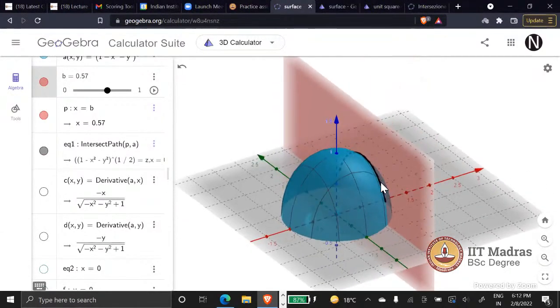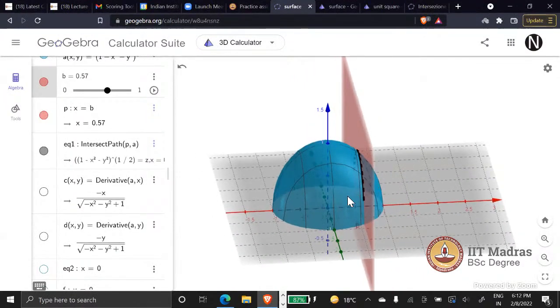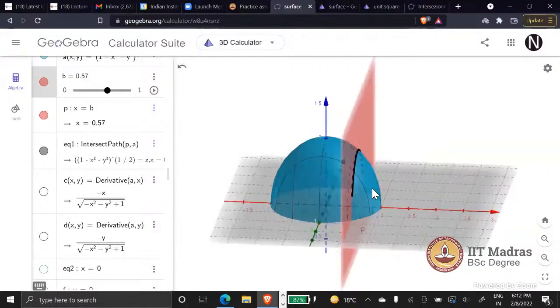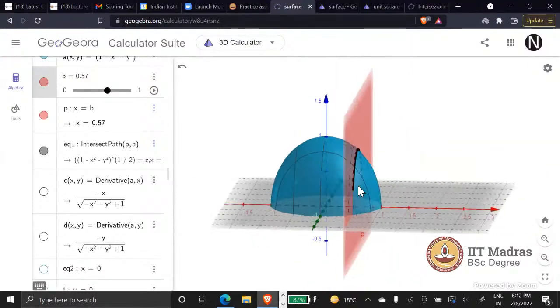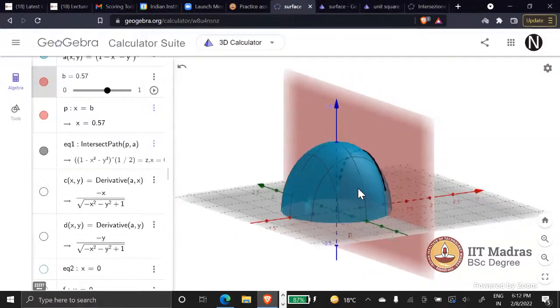0 on the y-axis, ma'am? 0 on the y-axis, right? So y is varying from 0 to... It will go along the green line, no? There is no green here. Green axis. The green axis is the y-axis.